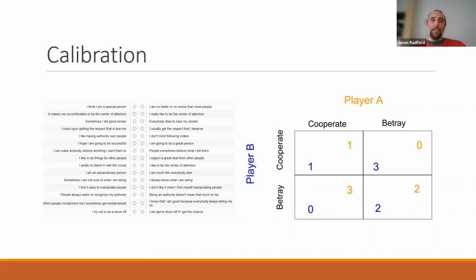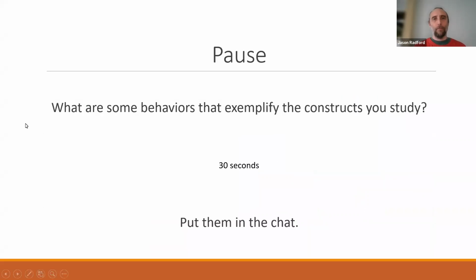Calibration. What we're looking at here is, somebody says, I do more of this, less of this on a survey, and then we want to see, at what point does more or less correspond to more or less of some real world behavior. So I want to take a pause and just ask you, there it is. There, the timer. What are some of the behaviors that exemplify the constructs that you are researching?